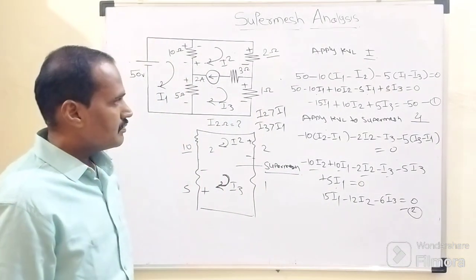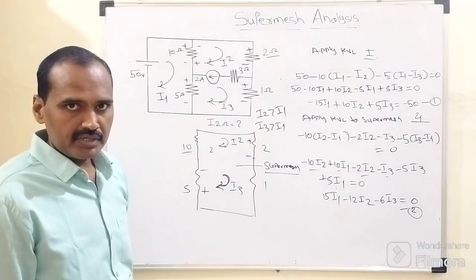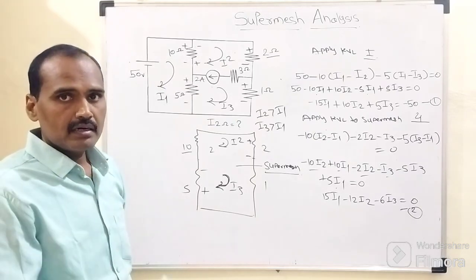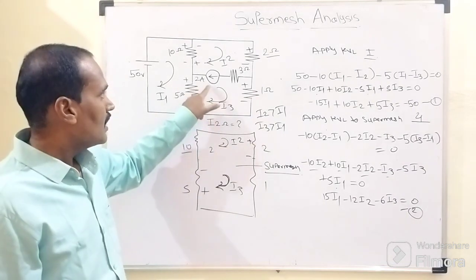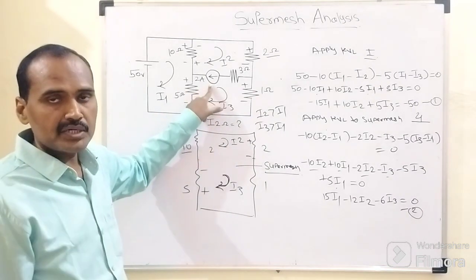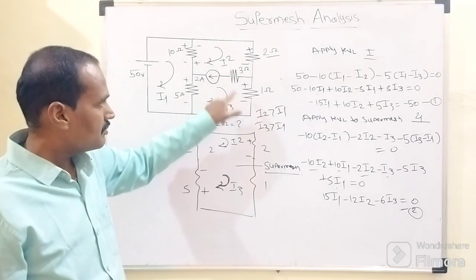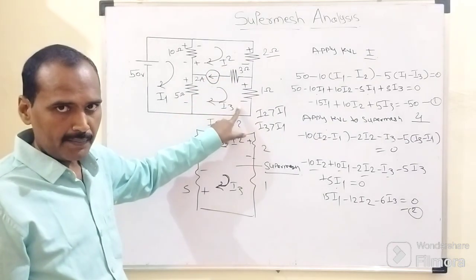Right. Now one more equation here we need to write. While writing this equation according to this given network, see, this is how this 2 ampere current source is associated with this mesh number 2 as well as mesh number 3.